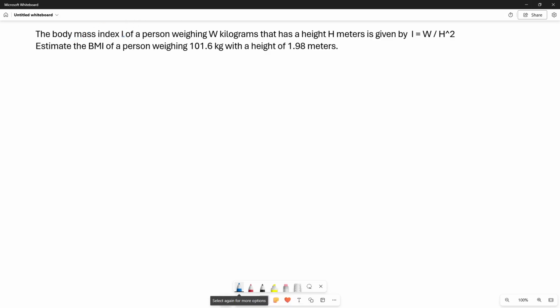The body mass index I of a person weighing W kilograms and has a height of h meters is given by the formula I equals W over h squared. We would like to estimate the body mass index of a person weighing 101.6 kilograms with a height of 1.98 meters.